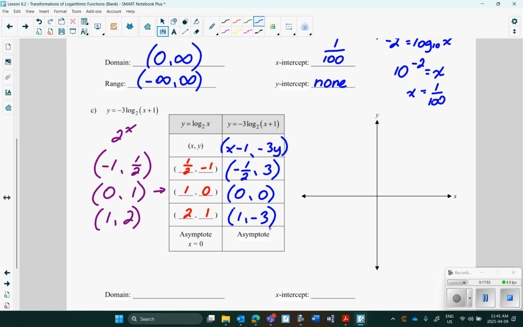There was horizontal shift, which means the asymptote's going to move. But let's plot the points first. So we have got -1/2, +3. So up there. Zero, 0, and 1, -3. So it is sort of a very gentle curve.